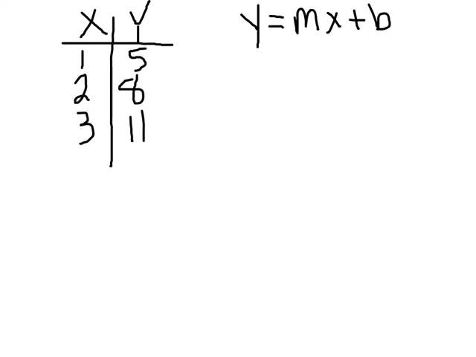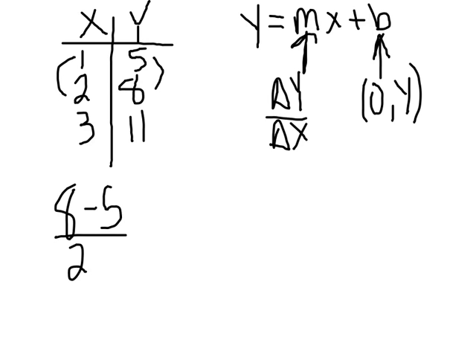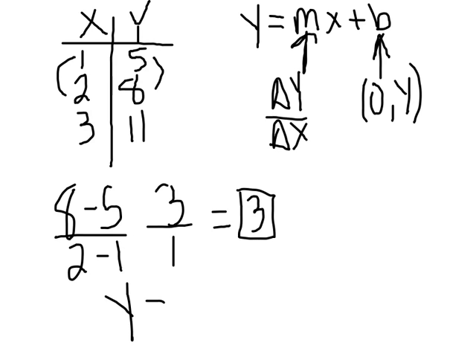All right, guys, let's look at this second table. I'm still going to want to write my equation in the form y equals mx plus b, where m is the slope, meaning the change in y divided by the change in x, and b is the y-intercept, or the point (0, y). Where x is 0, the value of y is your y-intercept. So let's look at this table. First up, find the change in y divided by the change in x. 8 minus 5 divided by 2 minus 1. 8 minus 5 is 3, and 2 minus 1 is 1. 3 divided by 1 is 3. So I have a slope here of 3.